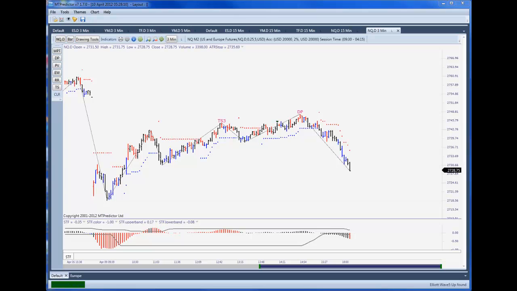In this video I'd like to look at the NQ and how it unfolded yesterday, which was Monday, April the 9th. First I want to have a look at the standard MTPredictor trade setups as we can see on these charts here. First we look at the STF color. You can see it was red and then black, which means we could have been taking sell setups throughout the day. So let's start by analysing this first TS3 sell setup here.